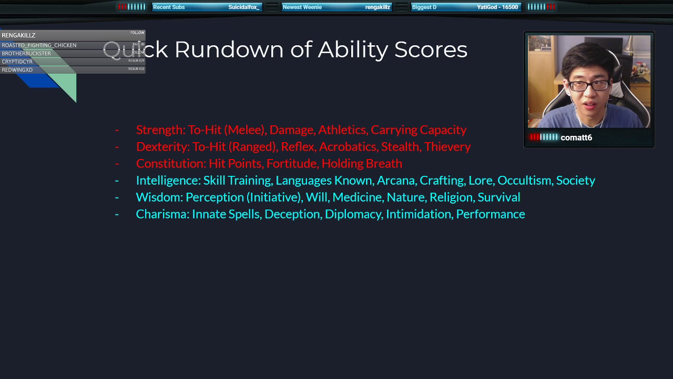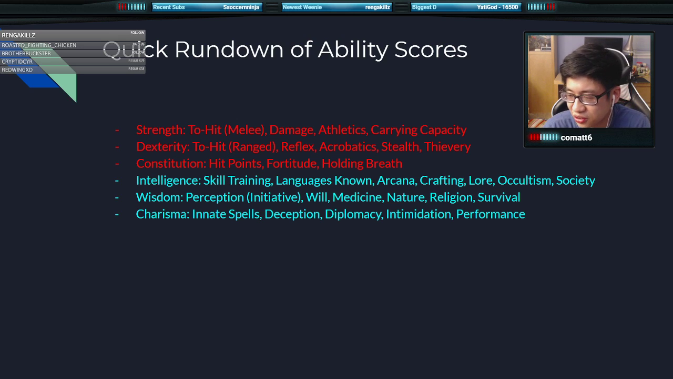And other things that Constitution does is affects your fortitude saves, which is basically your resistance to bodily harm, such as poisons, and it also affects how long you can hold your breath or participate in a forced march, that sort of thing. And so the physical ability scores are pretty straightforward. I mean, they make sense if you think about it.